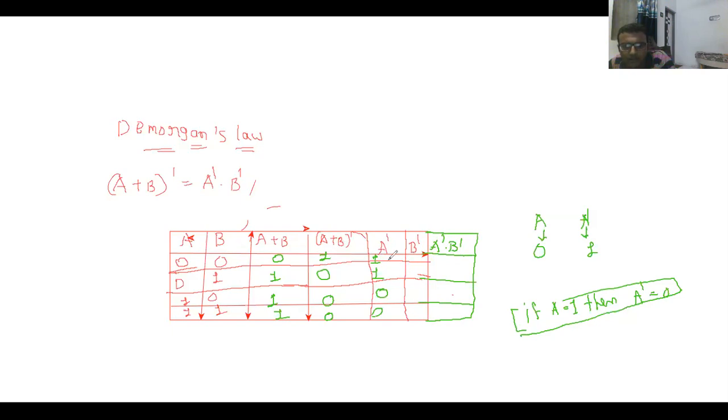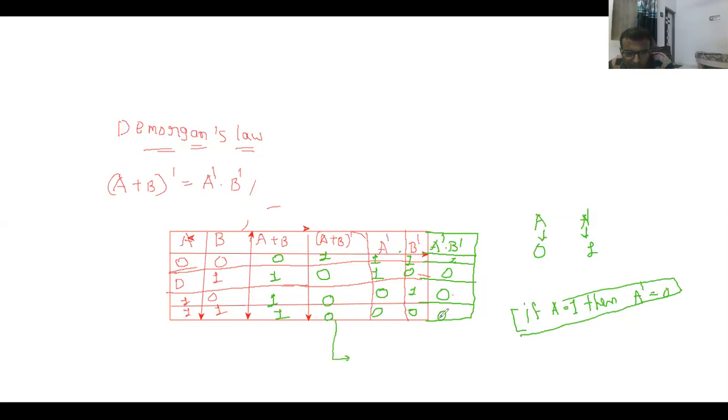What is the complement of B? 1. Here 0. Here also 1. And here also 0. So what is the answer? If you can multiply with each other, multiply the two columns. So here we can get 1, here 0, here 0, here 0.